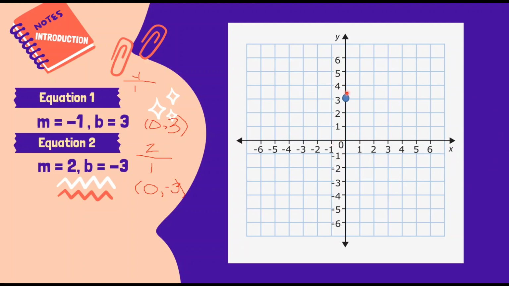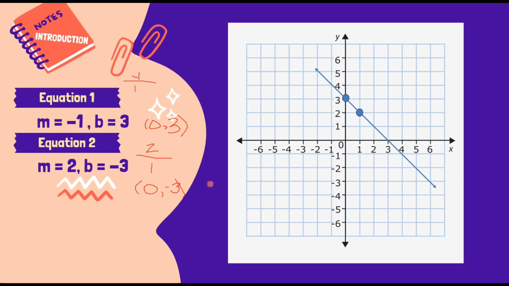0 and 3. From this point, we need to create another point by using the obtained value of our slope. So, our slope now, our rise is negative 1. Kasi, di ba, negative 1 yun. Di ba, baba tayo ng isang beses. From here, baba tayo ng isa. And then, right tayo pa kanan ng isa. So, dito tayo pupunta. So, that will be our second point. Now, let us connect the points. So, that will be our first equation of the line.